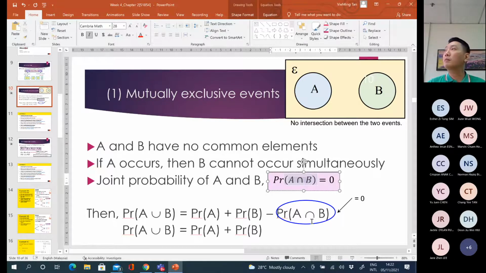Another example can be a student under 18 years old and the right to vote during the upcoming election. These two events are also mutually exclusive, because a student below 18 years old has no right to go for voting. So these two events cannot happen at the same time.